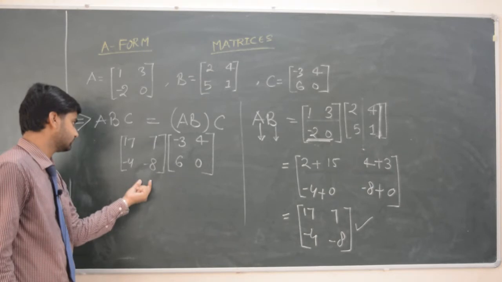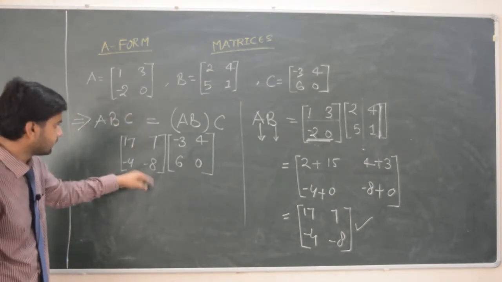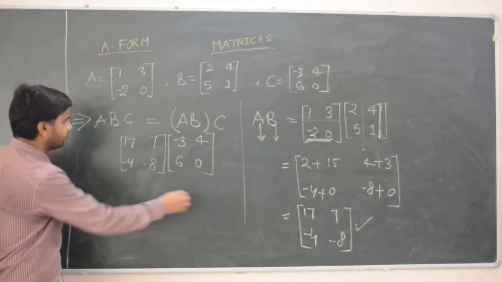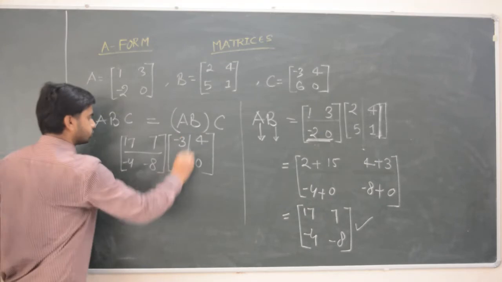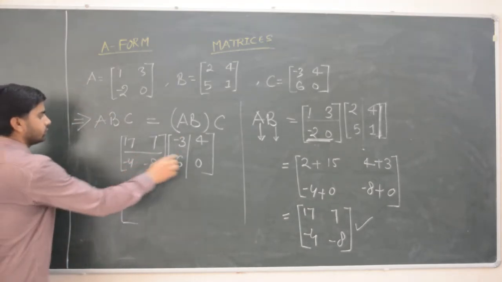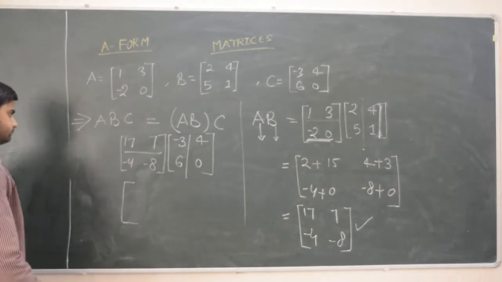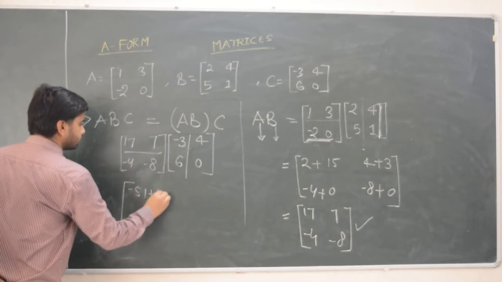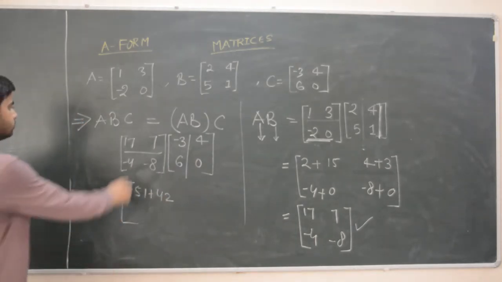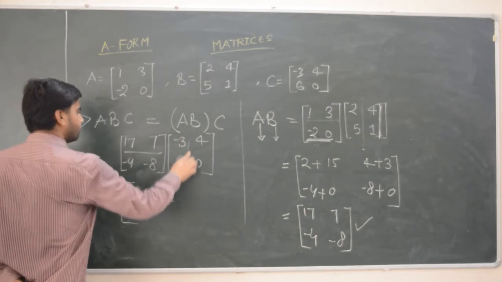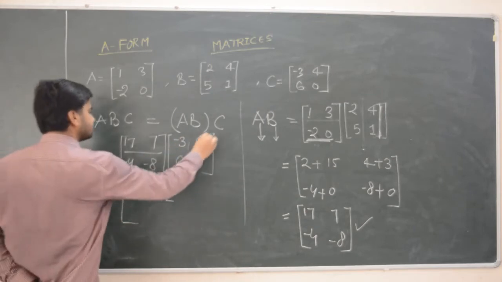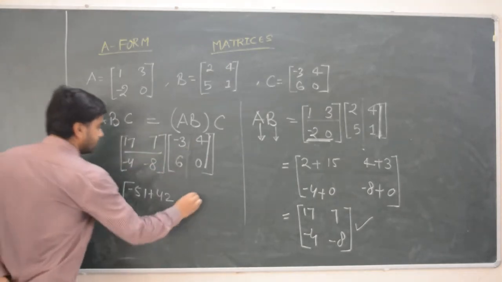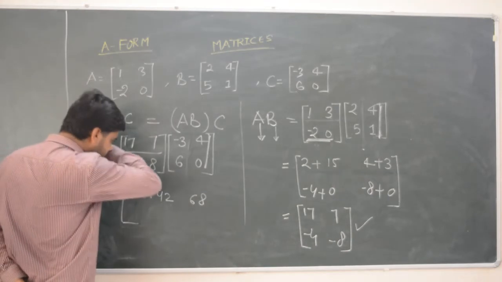We can multiply these two matrices because the number of columns in the first matrix is equal to the number of rows in the second matrix. Okay, so now we are going to multiply the first row with the first column. So we will get 17 into minus 3, that is minus 51, and 7 with 6 we will get 42. Next, now we will multiply the first row with the second column. So we will get 17 into 4 that is 68, and 7 into 0 that is 0.